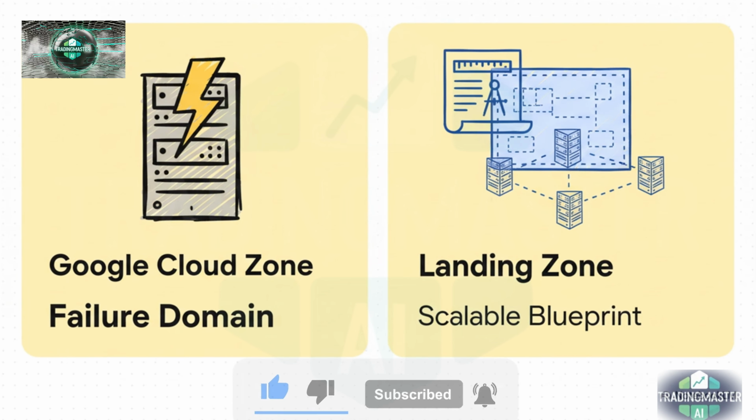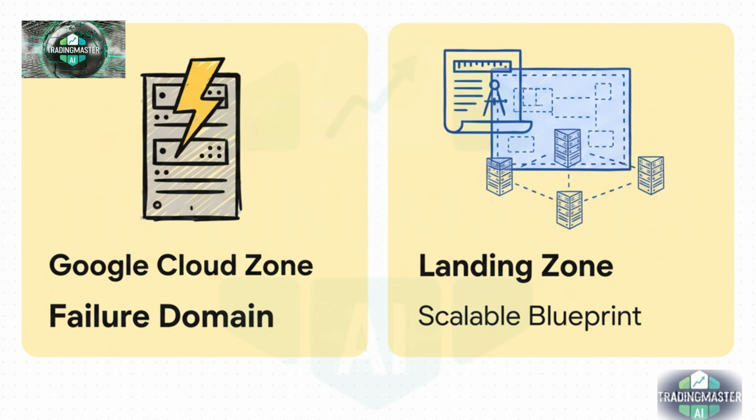And this slide just hammers that point home. On one side, you have a Google Cloud zone. That's a physical building, a data center. It's a failure domain, meaning if that zone has a problem, the resources inside it are affected. A landing zone, on the other hand, is a completely logical blueprint. It's the foundational setup that lets you build resilient apps across many zones and regions. So one is a place to run your apps, the other is the plan to scale them.